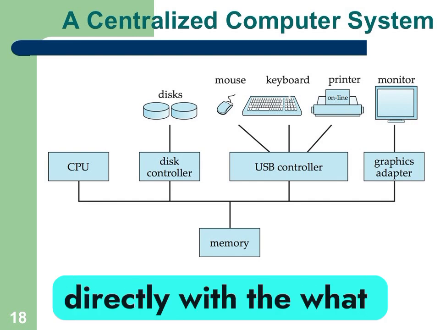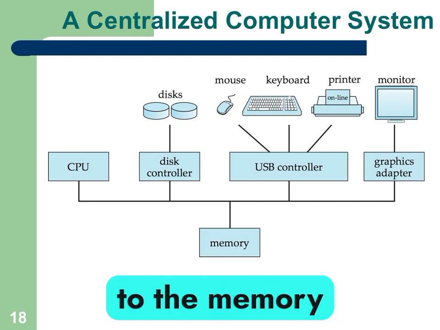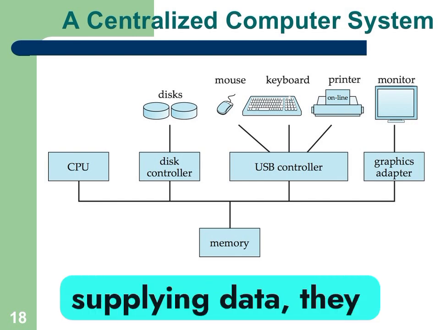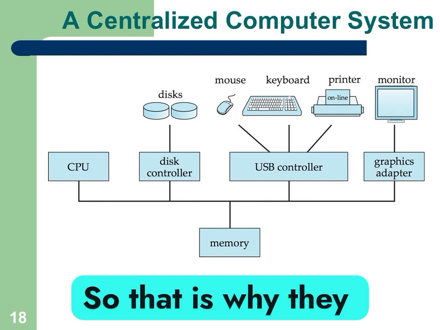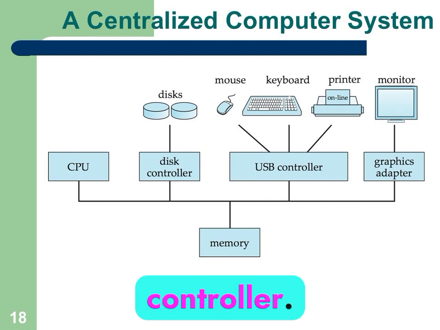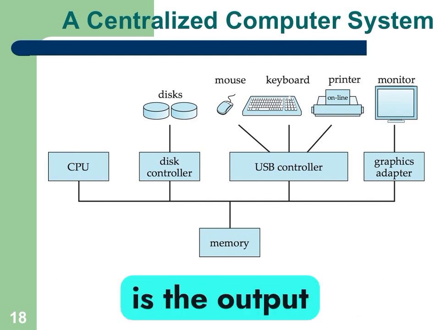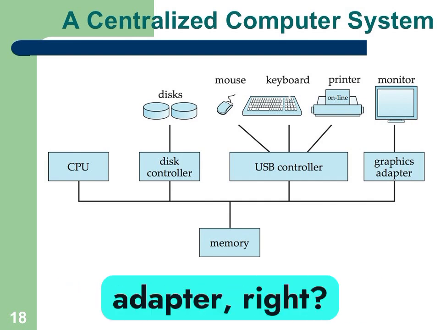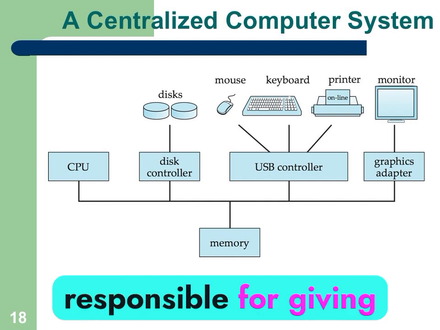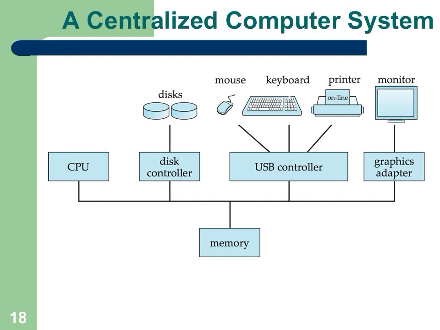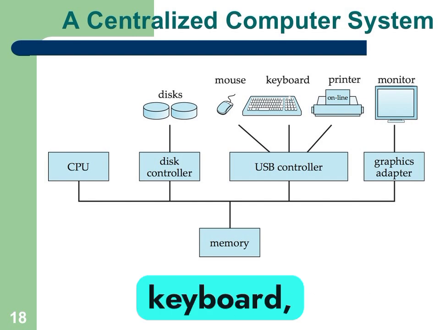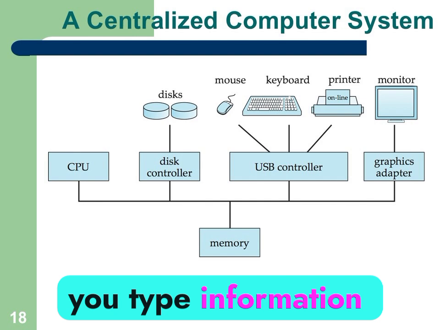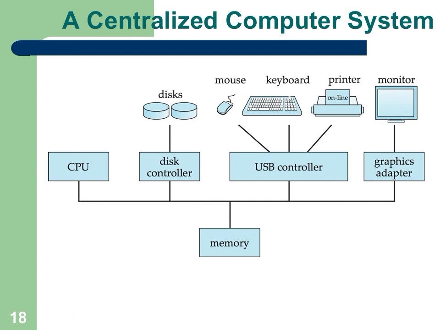So they are dealing directly with the USB controller to the memory, because they are supplying data, they are supplying information to the system. So that is why they are dealing with the USB controller. And the monitor is the output, and is dealing with only the graphics adapter, right? Because the graphics adapter is responsible for giving back the information you have typed into the system. So assuming you give a command using the mouse, you type information using the keyboard. Are we together?